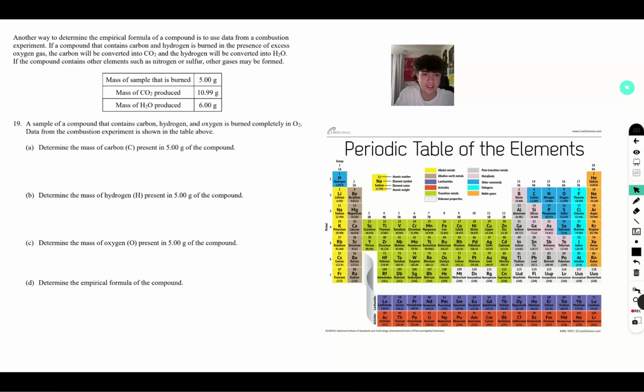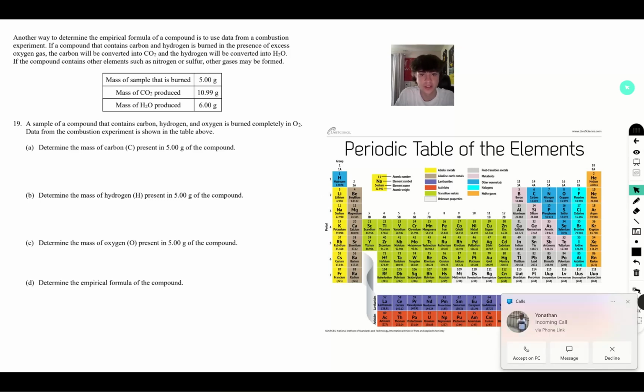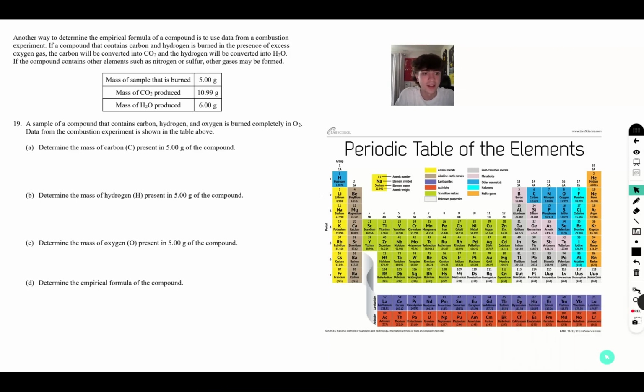This question is asking us a couple questions about this data set that we're provided. We're given a sample that has carbon and hydrogen that is burnt in the presence of excess oxygen gas. The carbon will be converted into CO2 and H2O. So as we can see here, the mass of the sample is 5 grams, and it will be turned into 10.99 grams of CO2 and 6 grams of H2O. So there we have that.